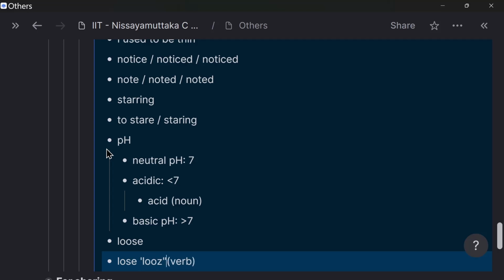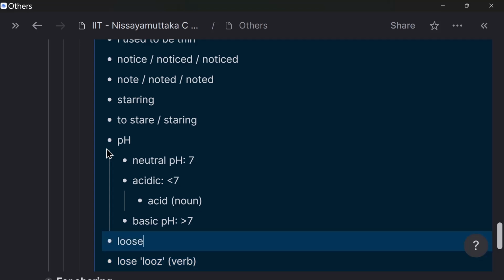Lose, like this. Lose. And this one is loose. Loose means not tight. Tight. What is the meaning of tight? Tight is like this. Tight. Not very thick. My very tight.